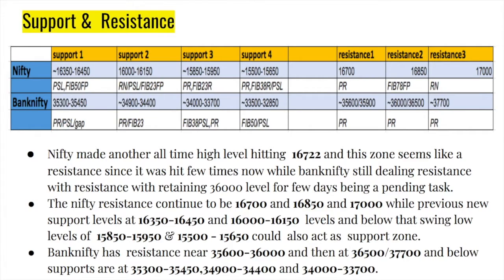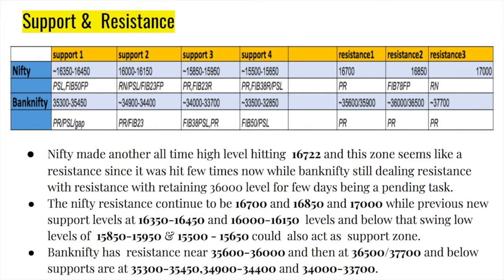Support 3 is 34,000 to 33,700. This is the Fibonacci 38 retracement level, previous swing low level and previous resistance level. Support 4 is 33,500 to 32,280, Fibonacci 50 retracement levels and a previous swing low. Now resistance is 35,600 to 35,900.